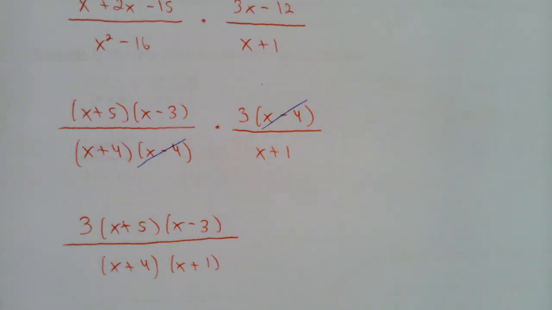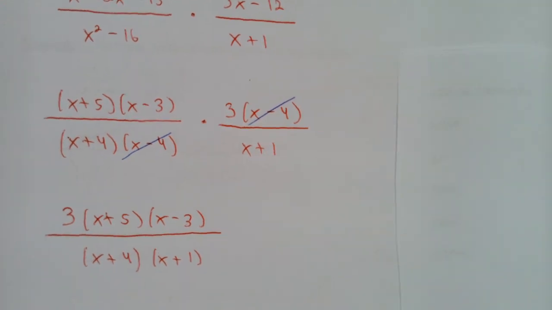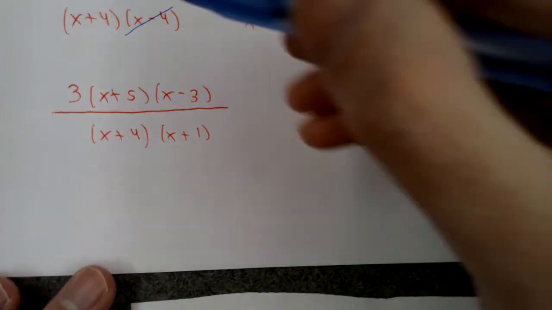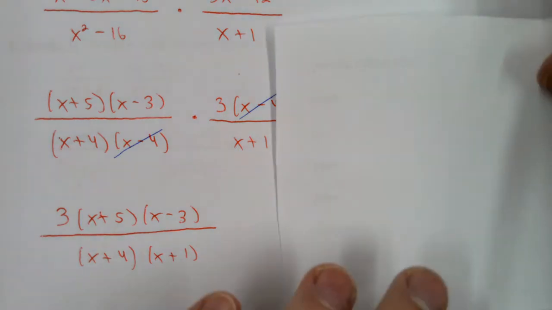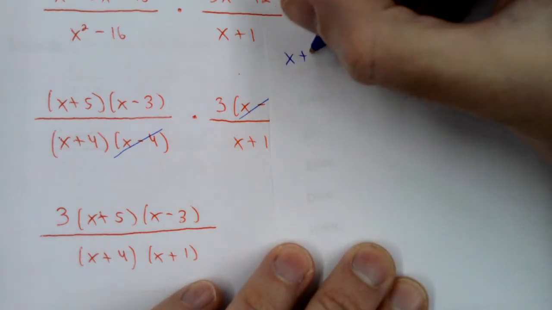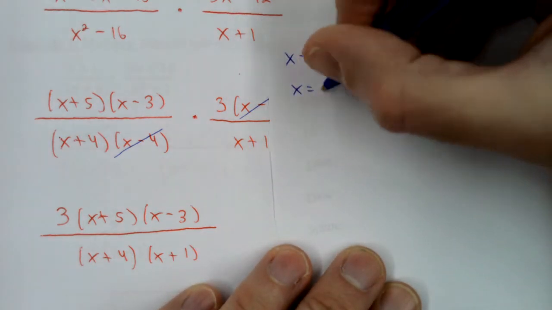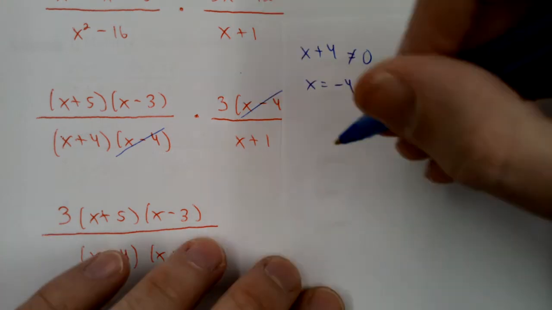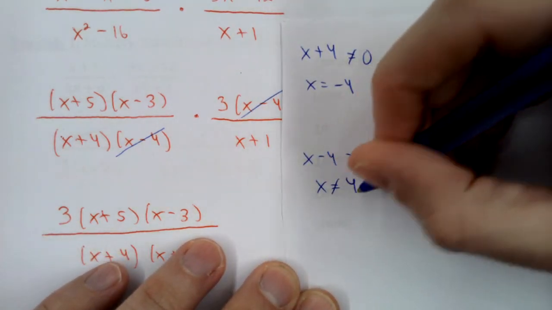Okay, so here we go. Time for the restrictions. There's a bunch we have to worry about. You have to worry about this: x plus 4 cannot be 0, so x cannot be negative 4. Have to worry about this: x minus 4 cannot be 0, so x cannot be 4.